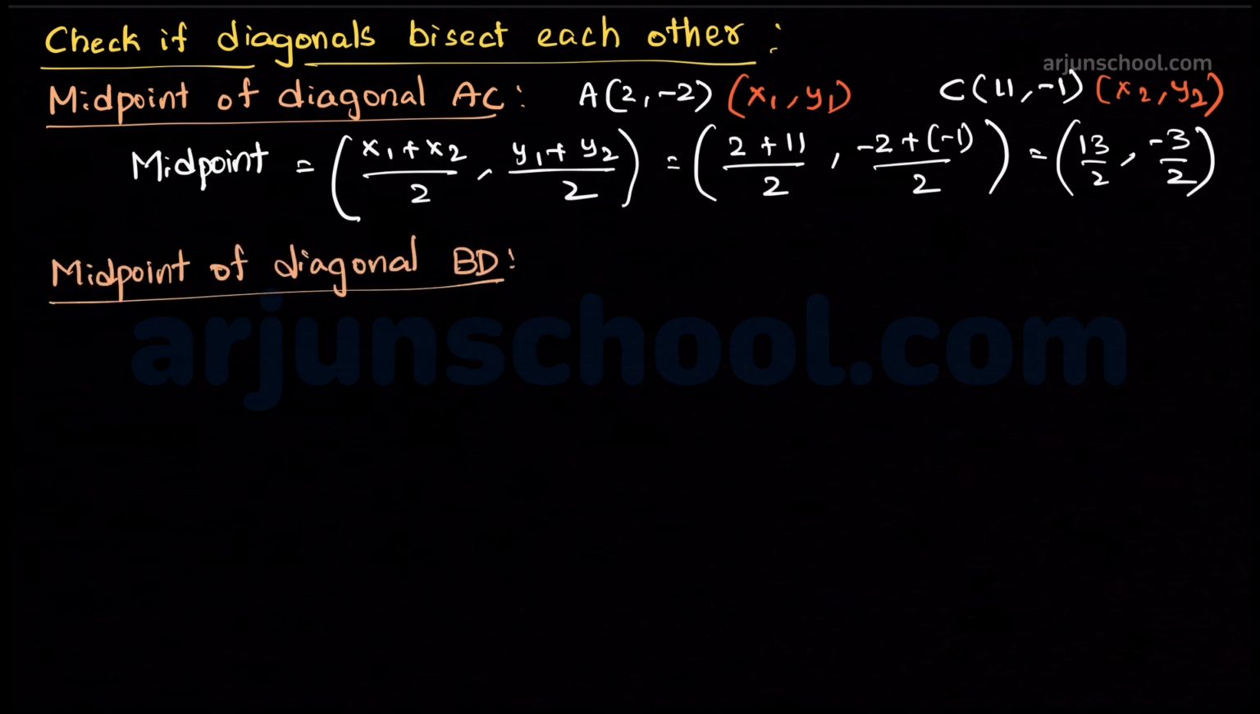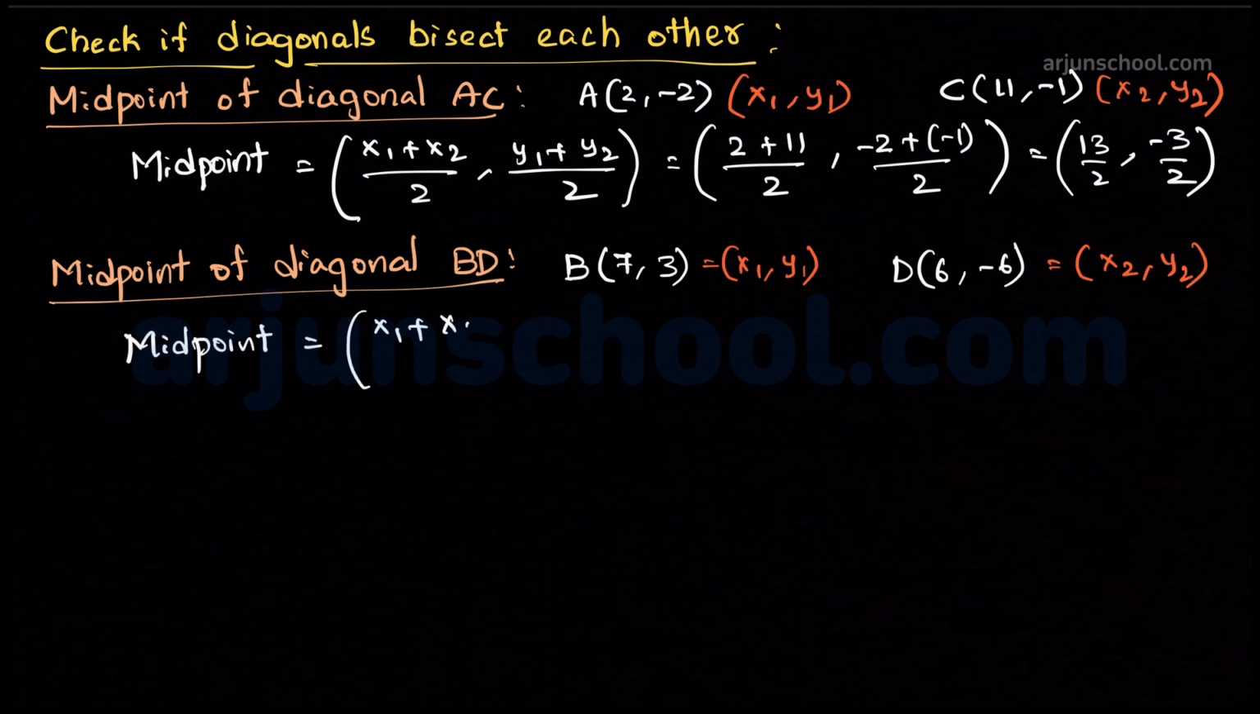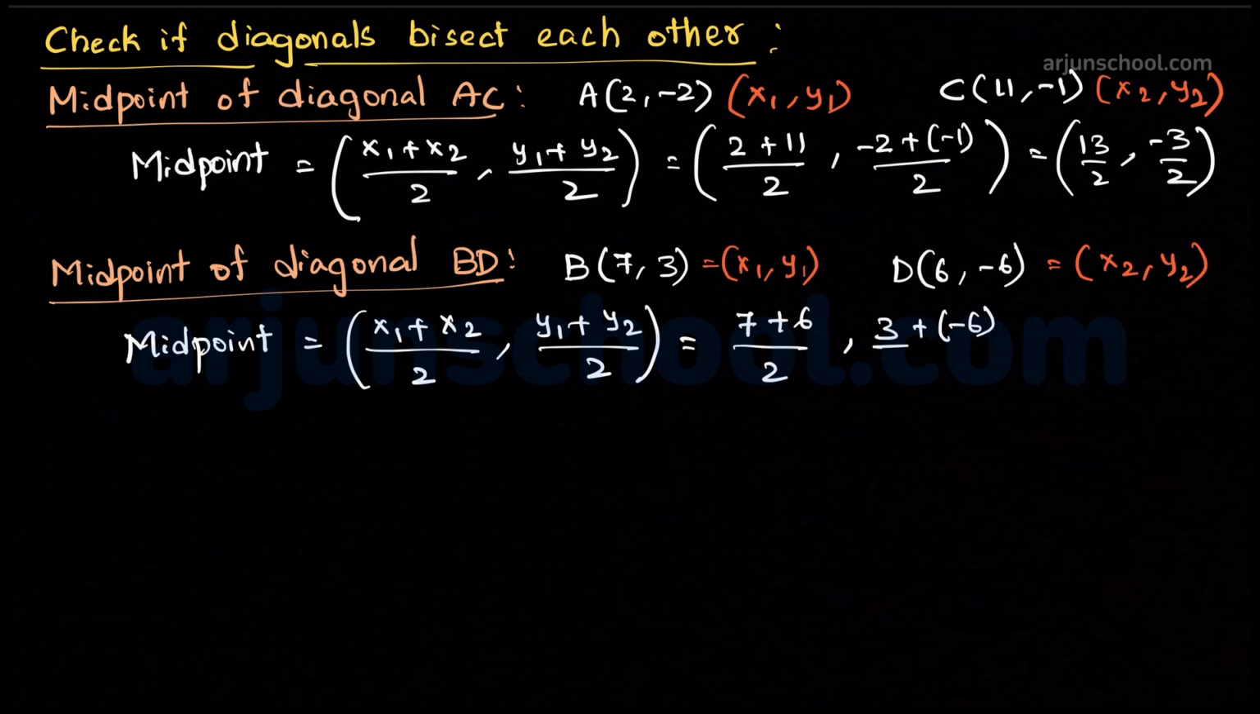Now let us find the midpoint of the diagonal BD. Consider vertex B as x1, y1 and vertex D as x2, y2. The midpoint formula is the average of the x coordinates, the average of the y coordinates. That gives (7 plus 6) by 2, (3 plus -6) by 2. 7 plus 6 is 13 by 2, 3 minus 6 is -3 by 2.